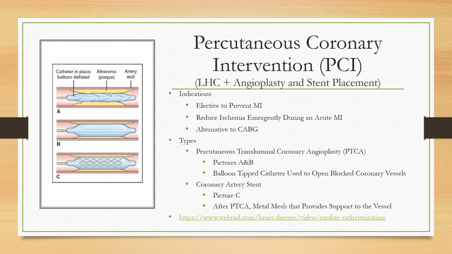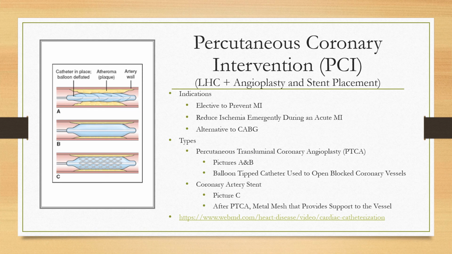Okay, so let's look at PCI a bit more. I know we've spoken about it, but let's look at the indications. This procedure can be done, as I said, from the wrist or from the femoral artery, and it can be done in an elective way, meaning it's not urgent, but a patient had an angiogram, and the patient was noted to have blockages in coronary arteries that they could reach with percutaneous coronary intervention, right?